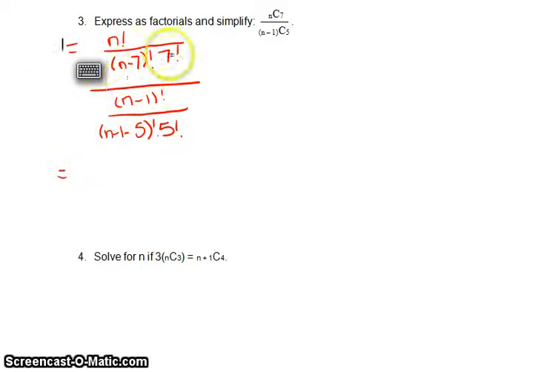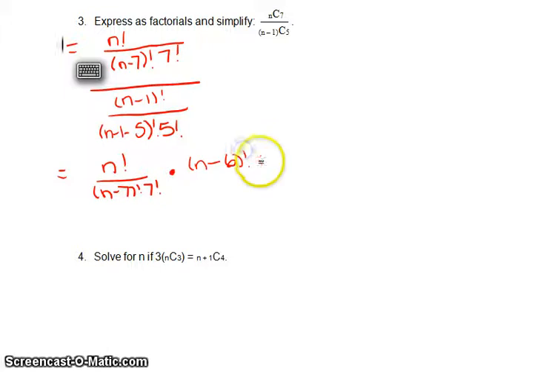So with that, our first fraction, the numerator stays the same. So we have n factorial over n minus 7 factorial times 7 factorial. Then we're going to change the sign, so this is division, and we're going to change that to multiplication and flip our denominator fraction. So the denominator of this fraction here will become the numerator. So we'll have n minus 1 minus 5, so it'd be n minus 6 factorial times 5 factorial, divided by n minus 1 factorial.